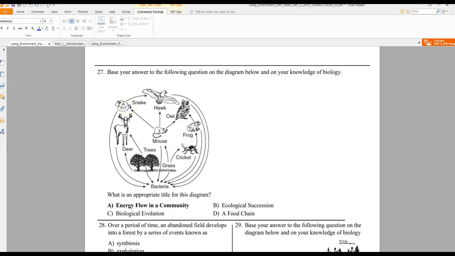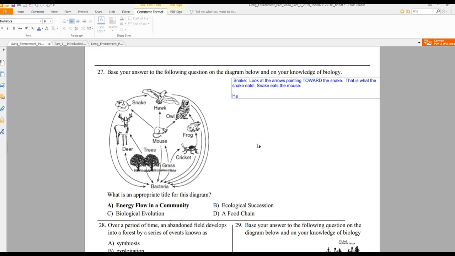Let's start with the snake. Look at the arrows pointing toward the snake. That is what the snake eats. So what does the snake eat? How many arrows are pointing to it? Just one. Where's the arrow coming from? The mouse. So the snake eats the mouse.